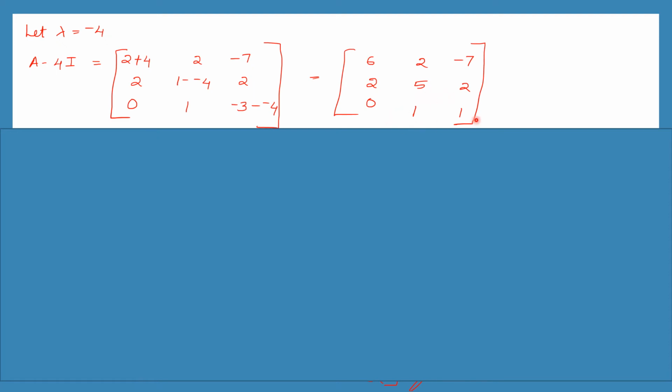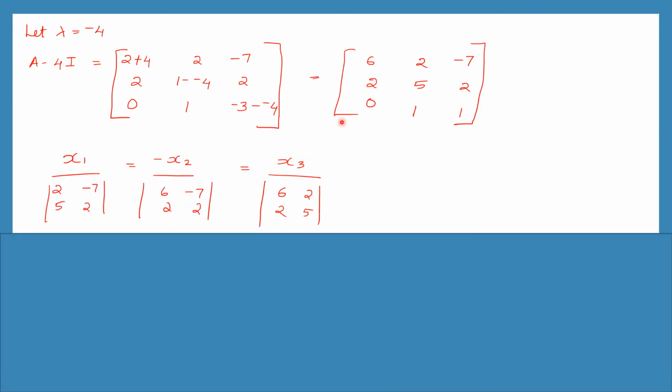Now what we have to do is, by Cramer's rule, identify the value of x1, identify the value of x2, identify the value of x3. So x1, we are considering the first two rows. X1 by determinant of 2 minus 7 5 2 equal to minus x2 divided by determinant of 6 minus 7 2 2 equal to x3 by determinant of 6 2 2 5.